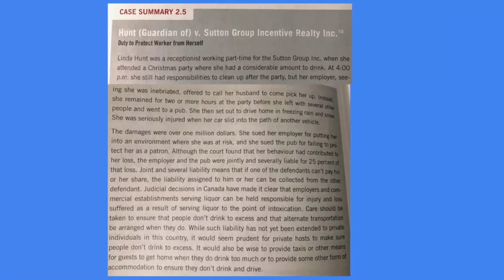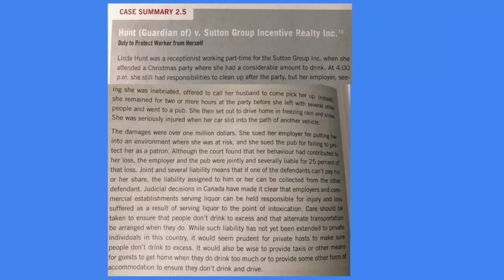She sued her employer for putting her into an environment where she was at risk, and she sued the pub for failing to protect her as a patron. Although the court found her behavior to have contributed to her loss, the employer and the pub were jointly and severally liable for 25% of the loss. Joint and several liability means that if one of the defendants can't pay his share, the liability is assigned to the other one.